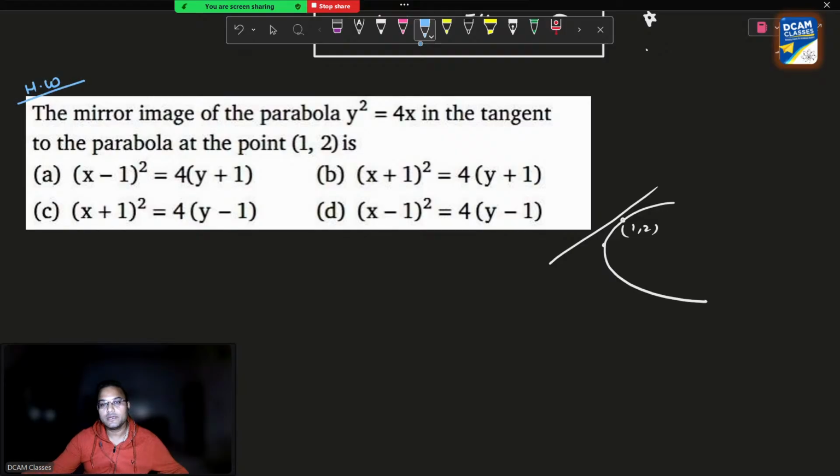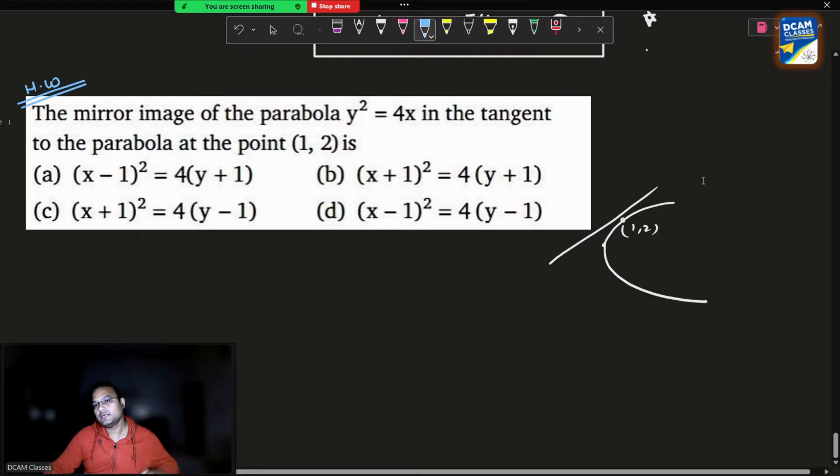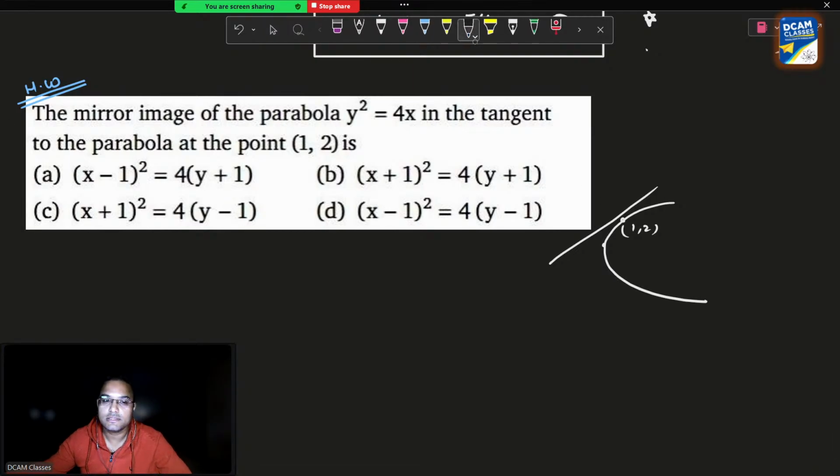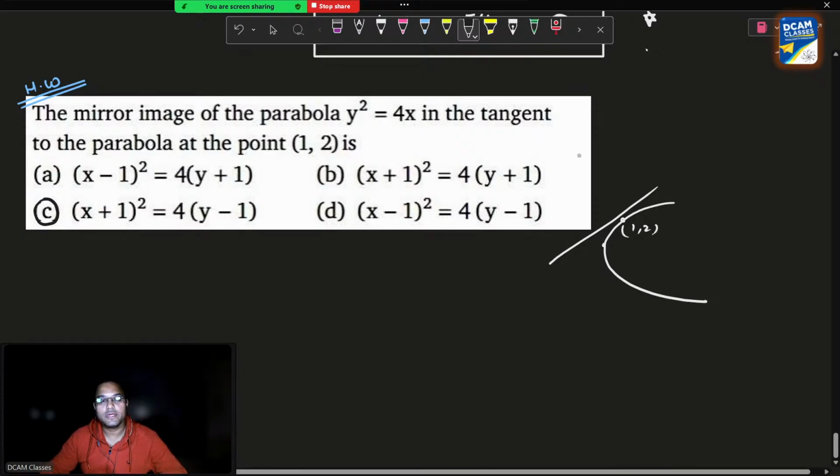Try this as homework. If you still don't get it, in the next class I'll solve it and send you. I can just give you the answer. C is the correct answer. If you are getting it, okay. Otherwise, I'll solve it in the next class. Right?